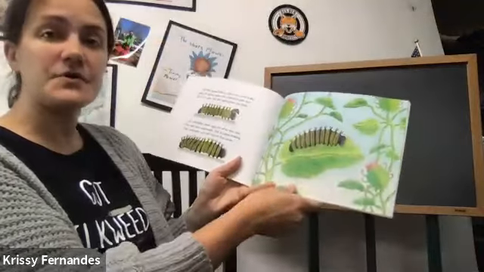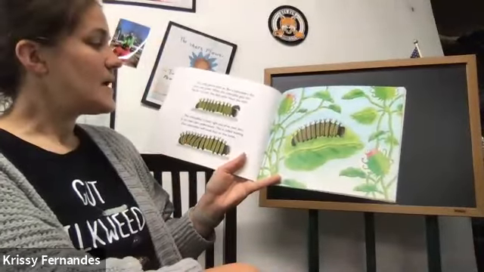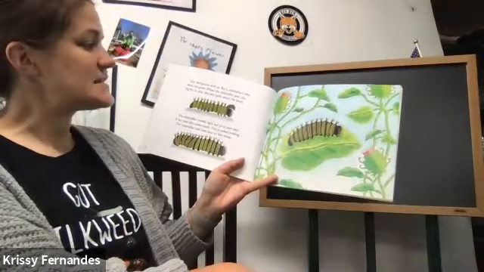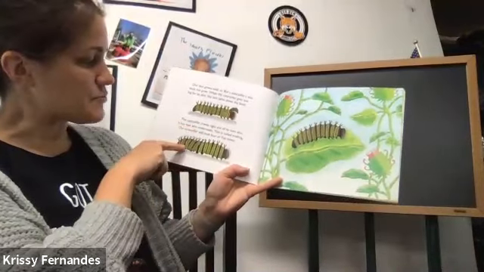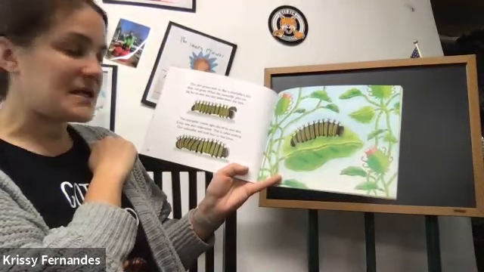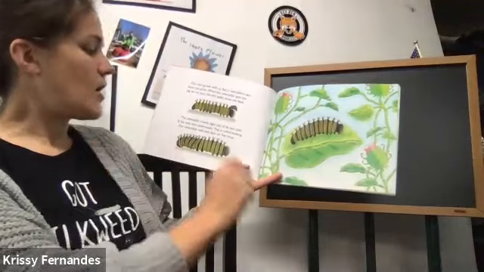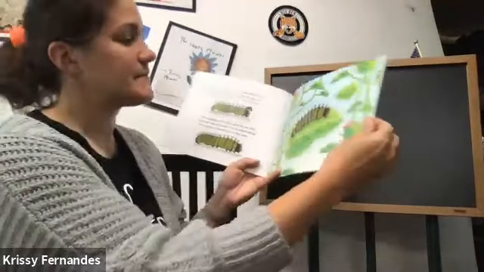Our skin grows with us, but a caterpillar's skin does not grow. When the caterpillar gets too big for its skin, the skin splits down the back and the caterpillar crawls right out of its own skin. It has a new skin underneath. This is called molting. Our caterpillar will molt 4 or 5 times.